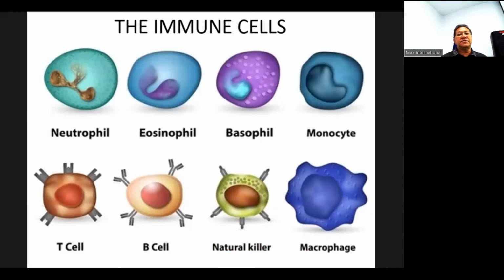These are the important immune cells that we have. You can see, especially in the bottom line, the T cell, the B cell, the natural killer cells, they all have things protruding from their covering. These are the receptors that help them identify the invaders. And these receptors must be kept pristine so that they can function very well.